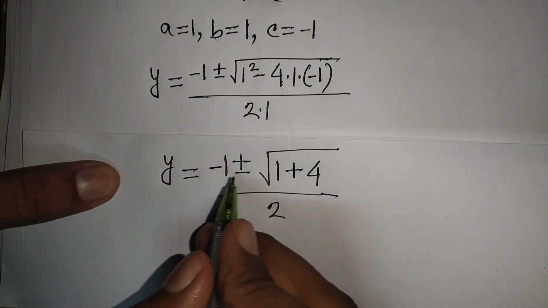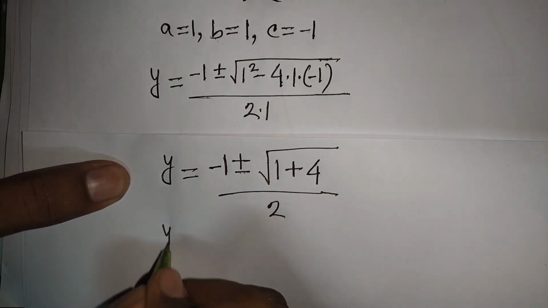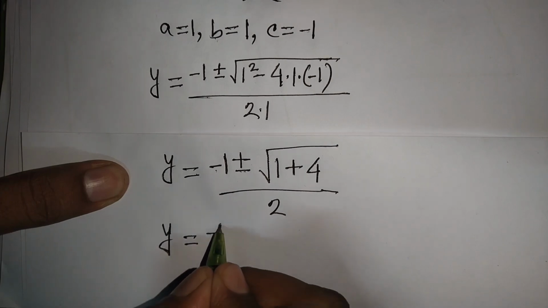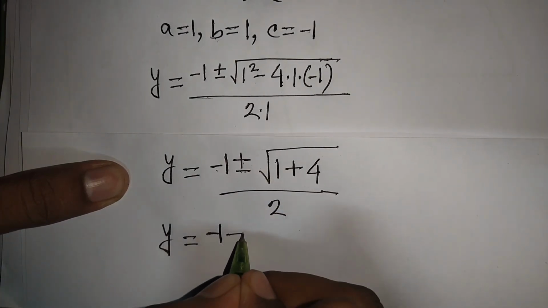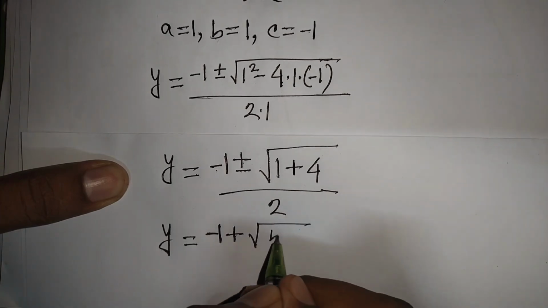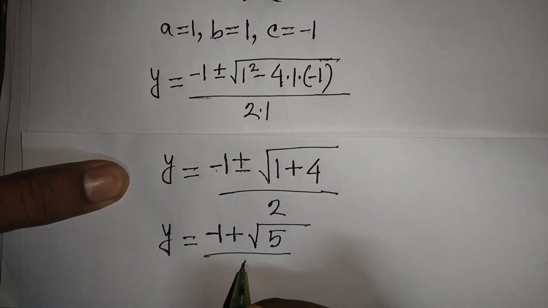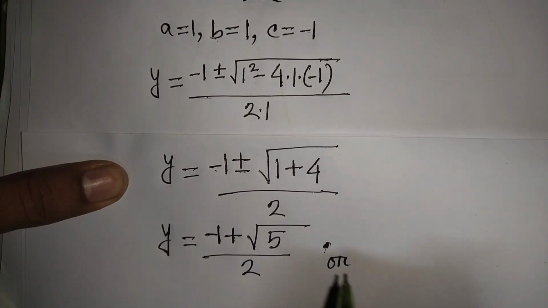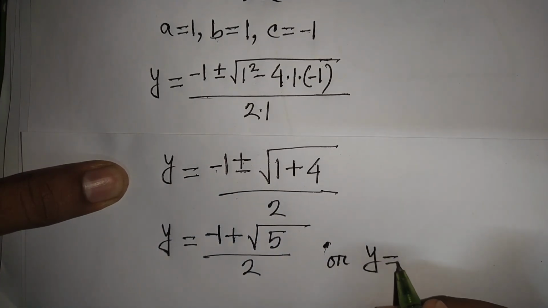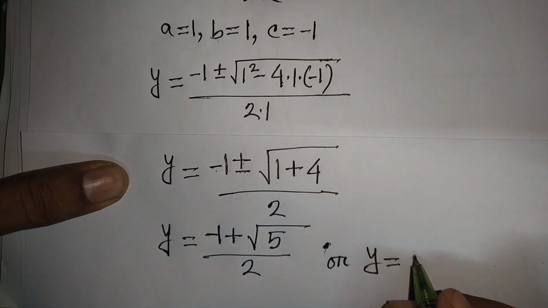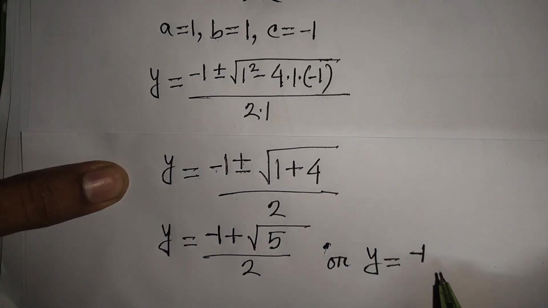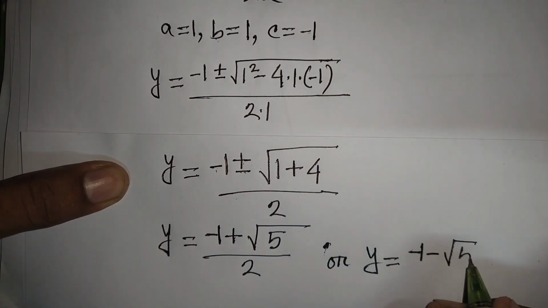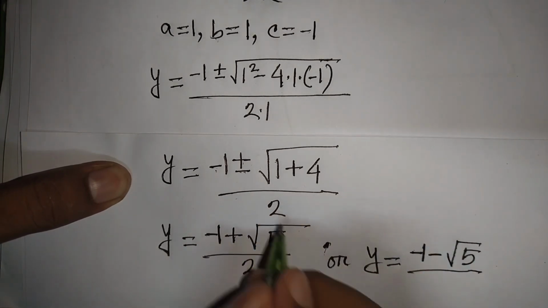Now we see here 2 cases, so you can write here y is equal to minus 1 plus square root of 1 plus 4, that means 5, divided by 2, or y is equal to minus 1 minus square root of 1 plus 4, that means 5, divided by 2.